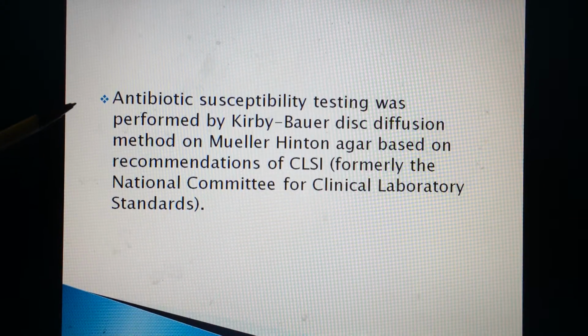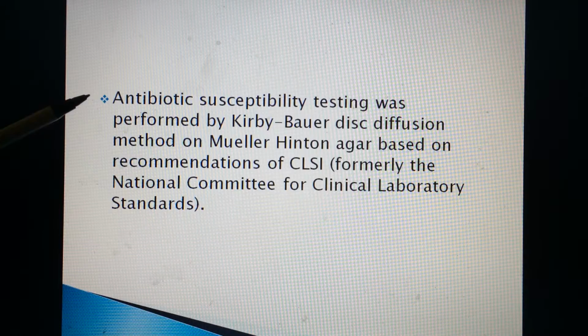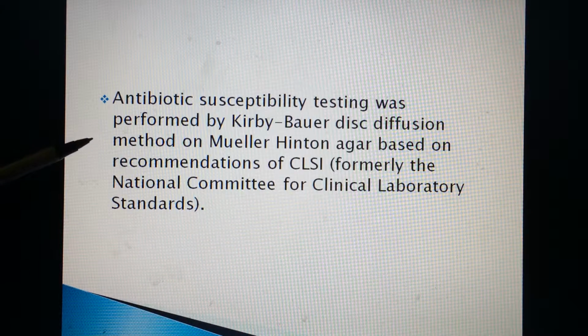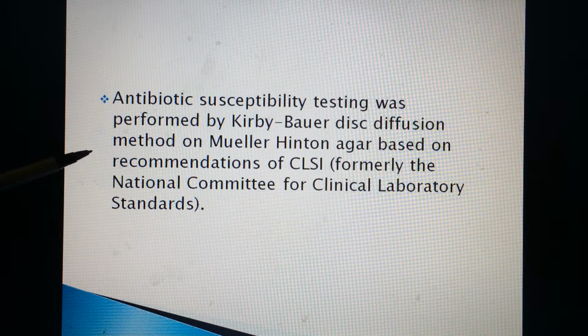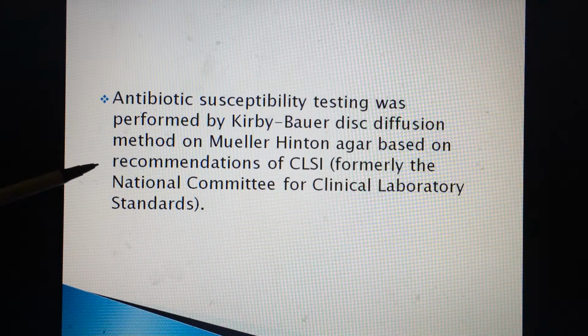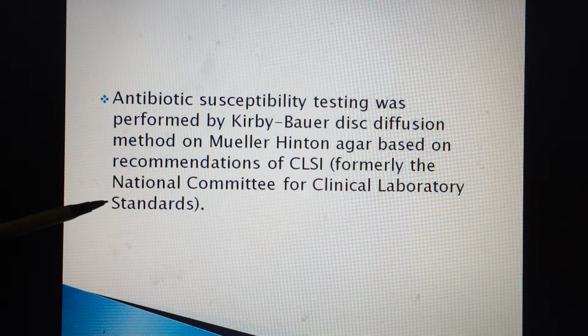Now, antibiotic susceptibility testing was performed by Kirby-Bauer's disk diffusion method on Mueller-Hinton agar based on recommendations of CLSI, formerly the National Committee for Clinical Laboratory Standards.